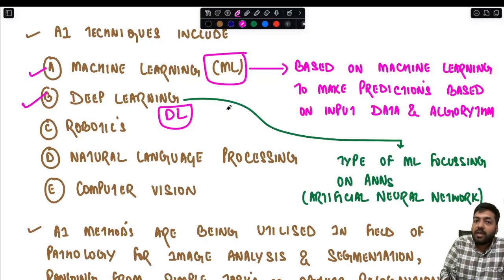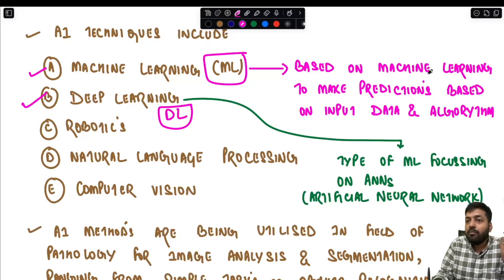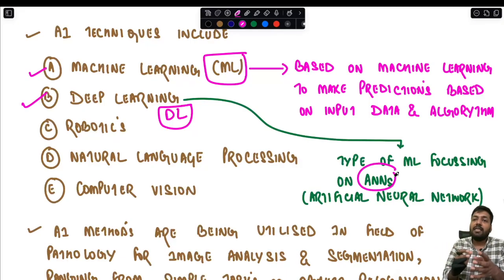So what is machine learning? It is based on making predictions from input data and an algorithm. That is machine learning. And what is deep learning? This is a type of machine learning which focuses on artificial neural networks or artificial neurons. So machine learning is basically, you are giving some input data and you are giving an algorithm that, okay, if the input is this, this is the output. If the input is this, then this is how you have to go. So this is a very linear kind of equation.